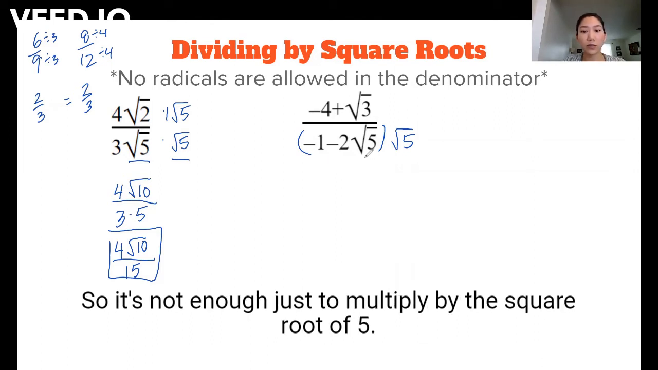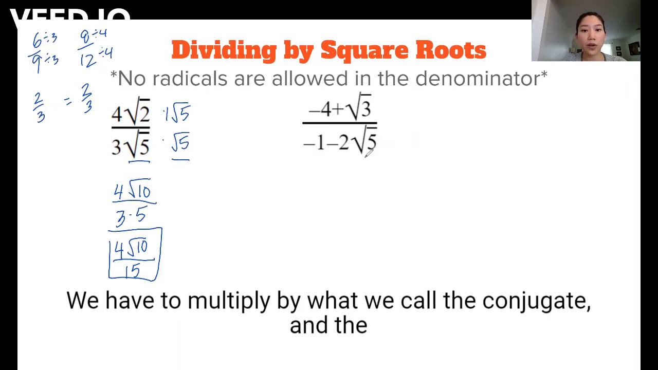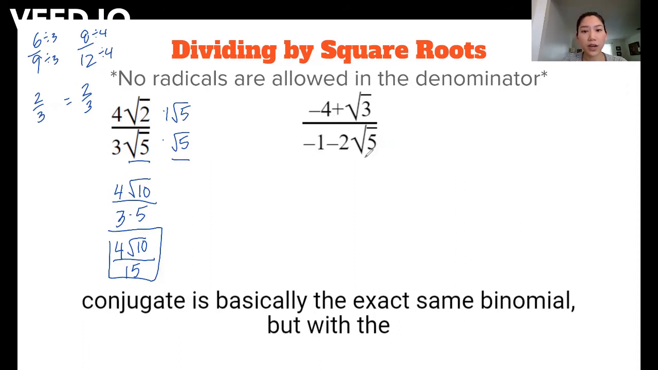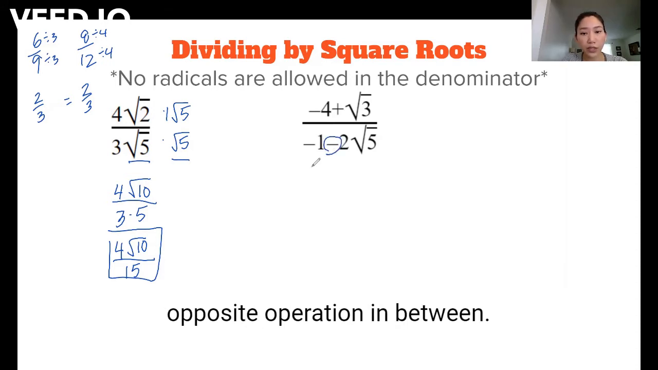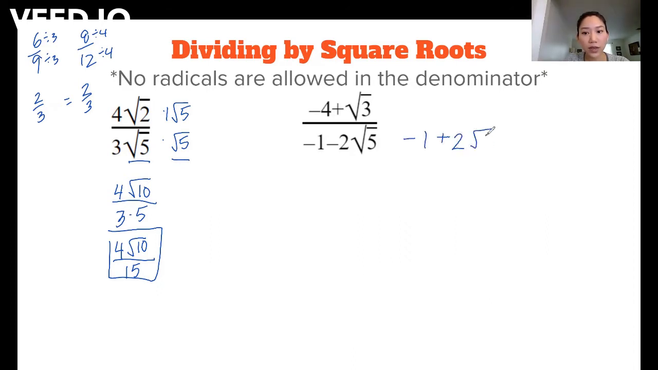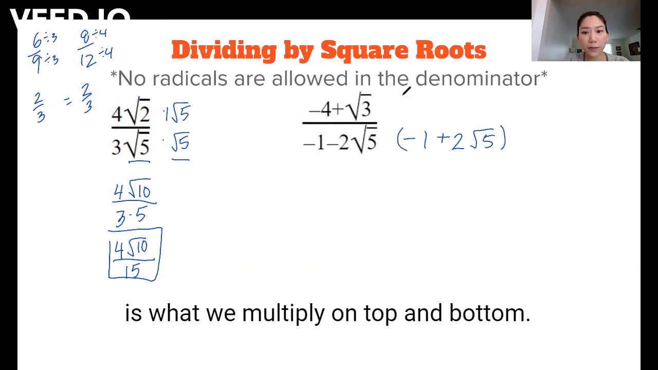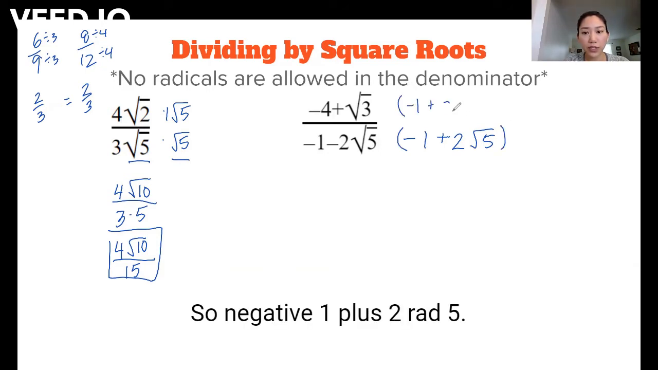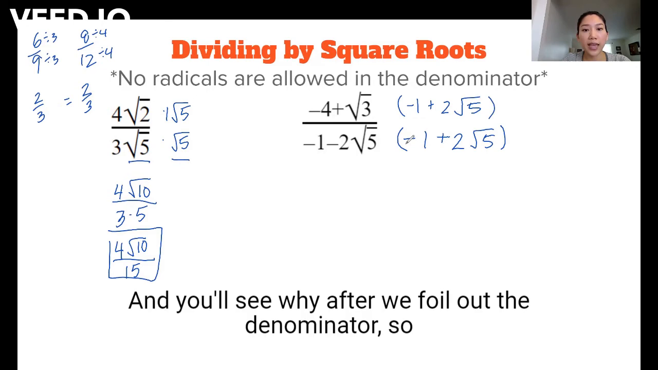So it's not enough just to multiply by the square root of 5. We have to multiply by what we call the conjugate. The conjugate is basically the exact same binomial, but with the opposite operation in between. So in this case, it would be -1 plus 2 rad 5 that we would multiply on top and bottom. So -1 plus 2 rad 5. And you'll see why after we FOIL out the denominator.